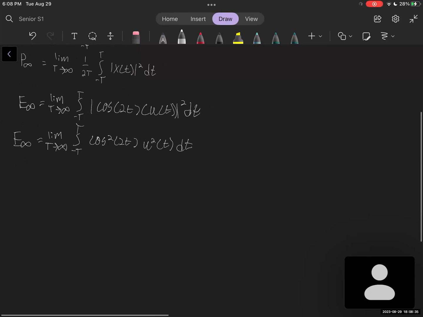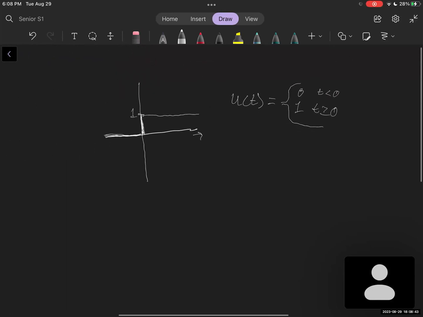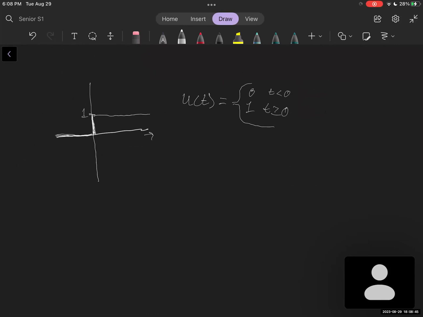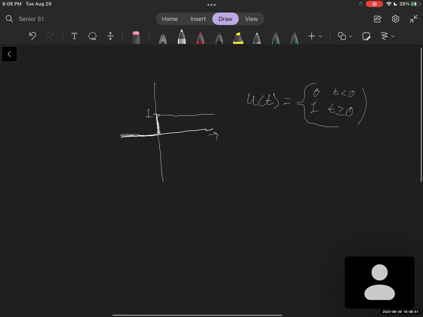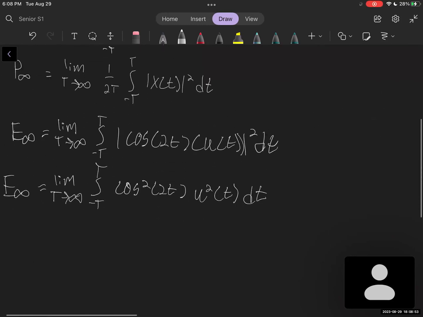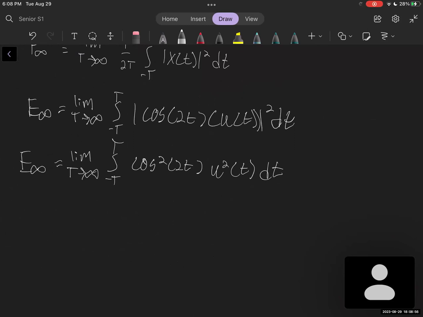And now we can get into how the step function comes into play here and why you need to know it. Based on the bounds of your step function over here, it's always going to be 0 when it's less than 0 and 1 when it's greater than 0. So you can apply those bounds to your integral over here. When t is less than 0, it's equal to 0. And when t is greater than or equal to 0, it's equal to 1. And because 0 squared and 1 squared just remain the same, you can kind of ignore this squared.